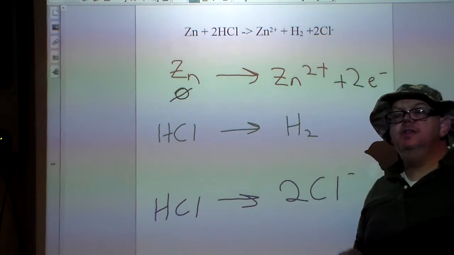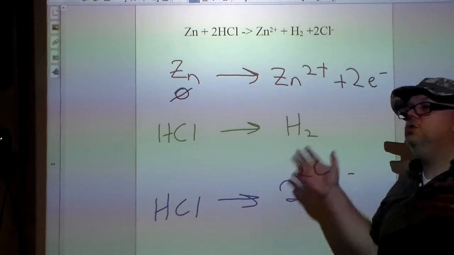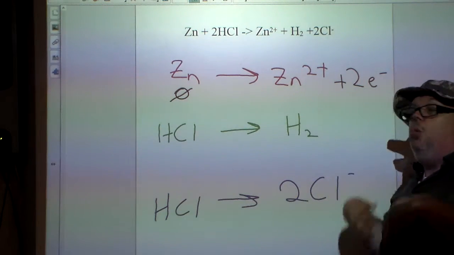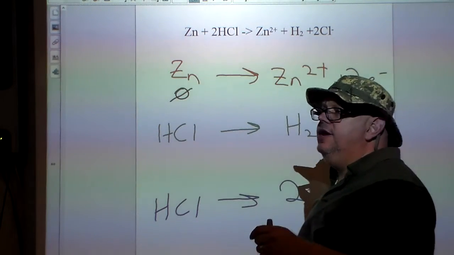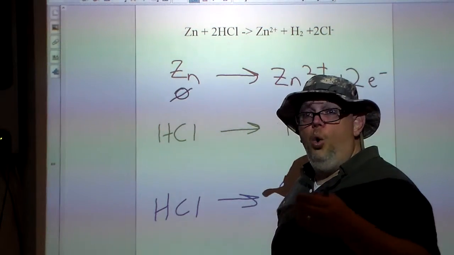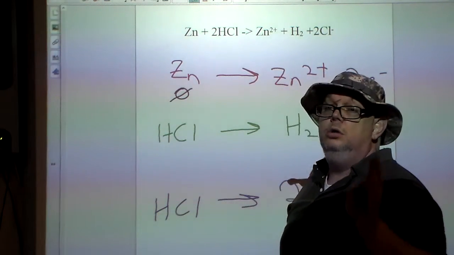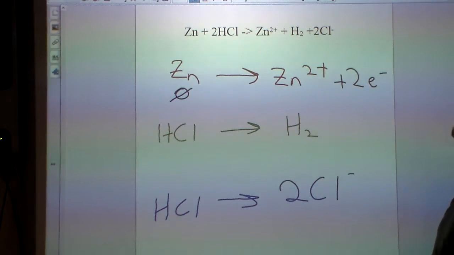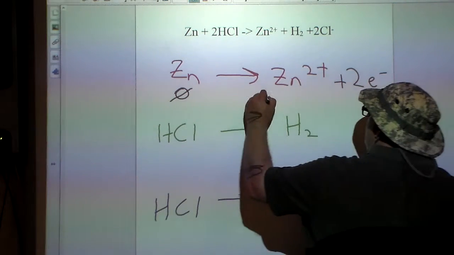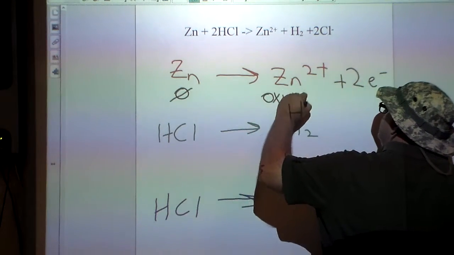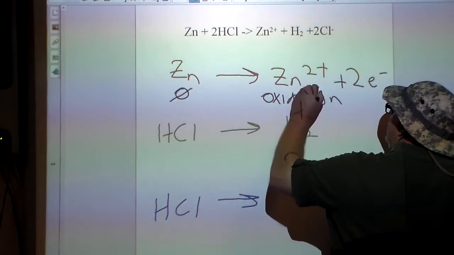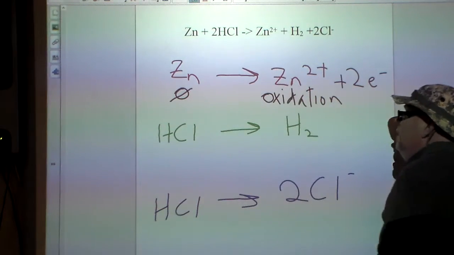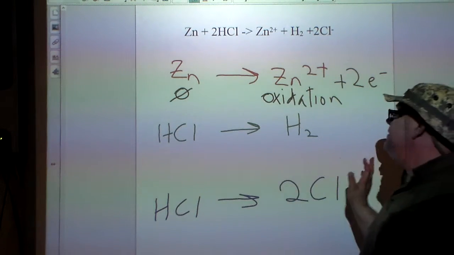Here's the question: did zinc get oxidized or did it get reduced? Well, again, if you go back, oxidation is losing, OIL, or losing electrons, oxidation. What did the zinc do? It lost electrons, so you know what? That's oxidation. Okay? So that's it with zinc, and that's all we got to worry about.